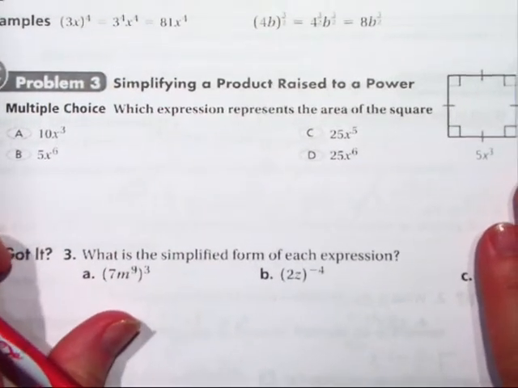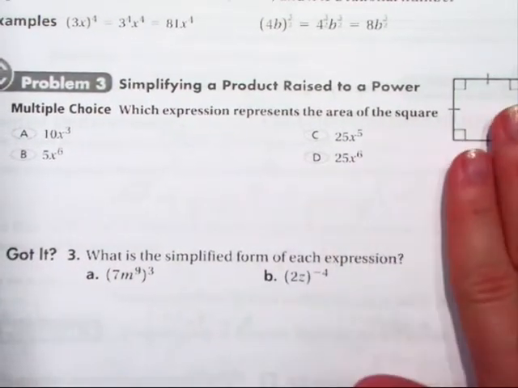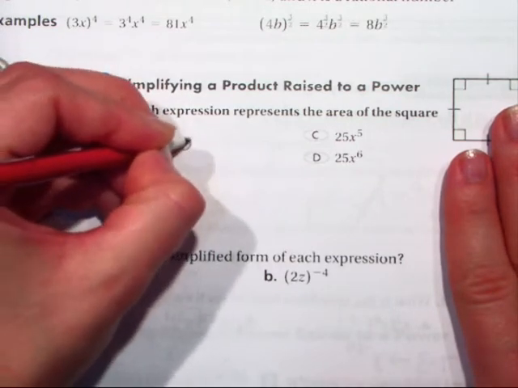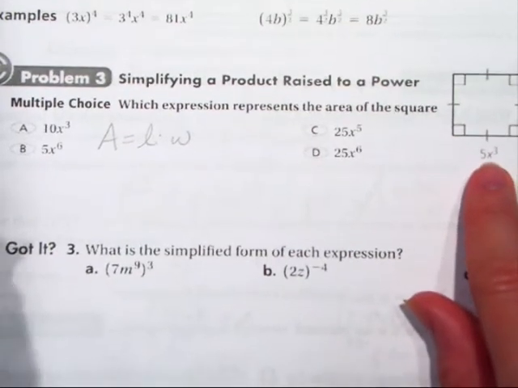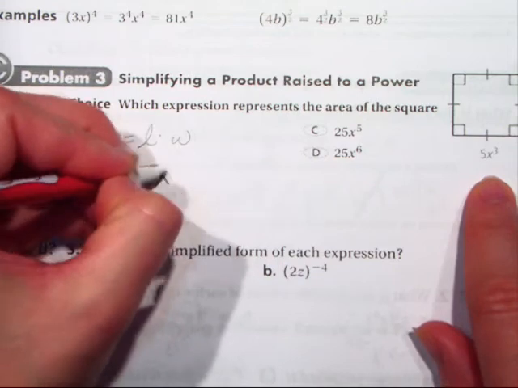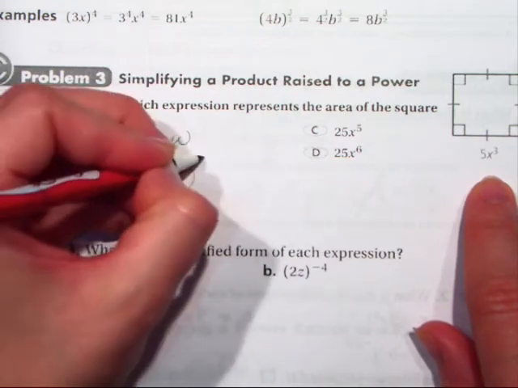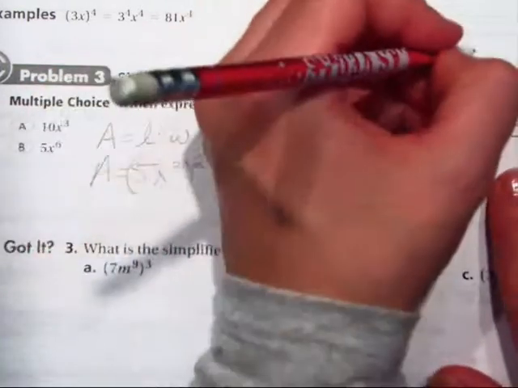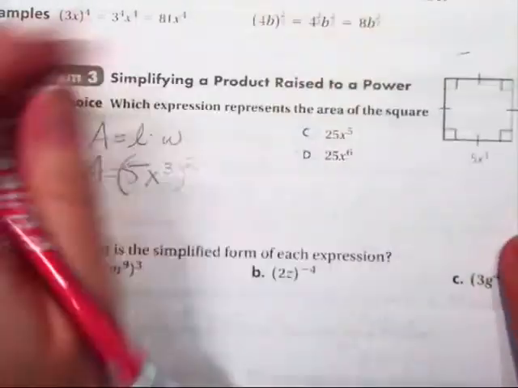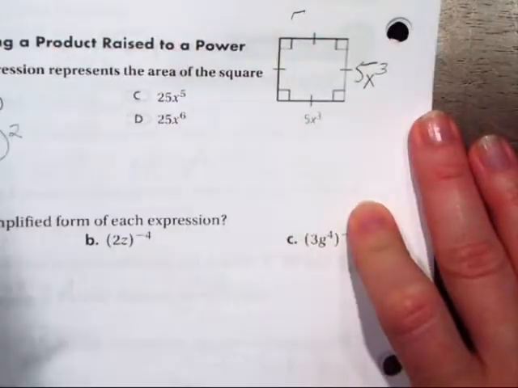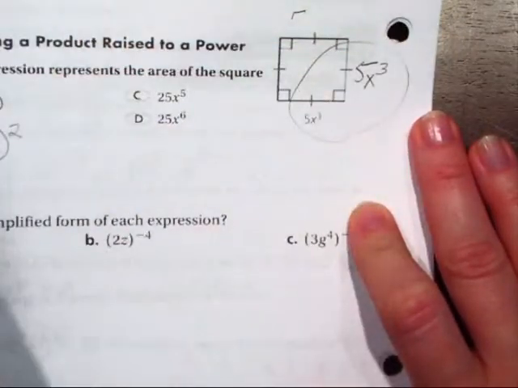Which expression can represent the area of this square? Well, you guys need to know that area is length times width, right? Well, they're giving us the length and the width. So area is, since it's a square, 5x cubed times 5x cubed. In other words, 5x cubed twice, so 5x cubed is a quantity squared. This side would also be 5x cubed since it's a square. So I'm just doing length times width. In other words, I'm doing it twice.